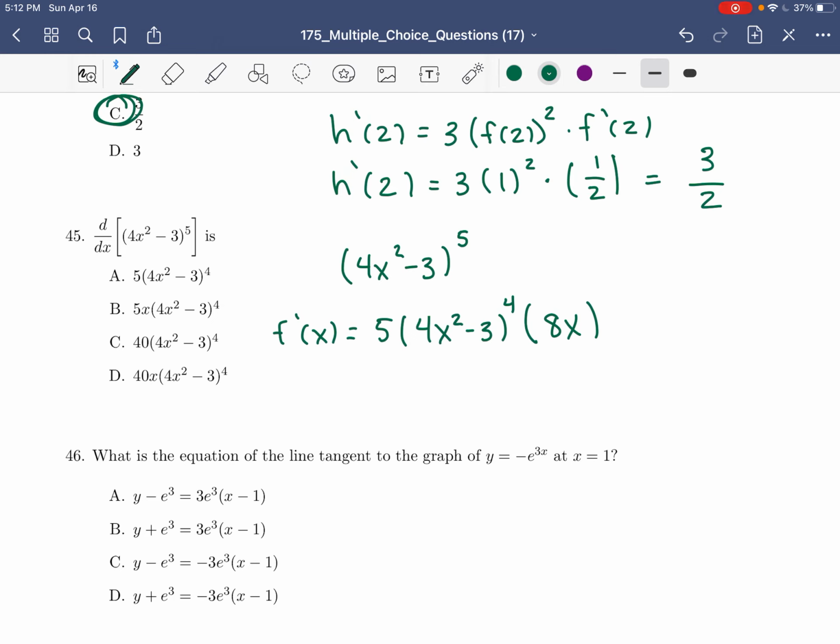And then since that doesn't match any of our answer choices, we are going to have to simplify this a little bit. And it will become 8 times 5 is 40x times 4x squared minus 3 to the 4th, which makes my answer D.